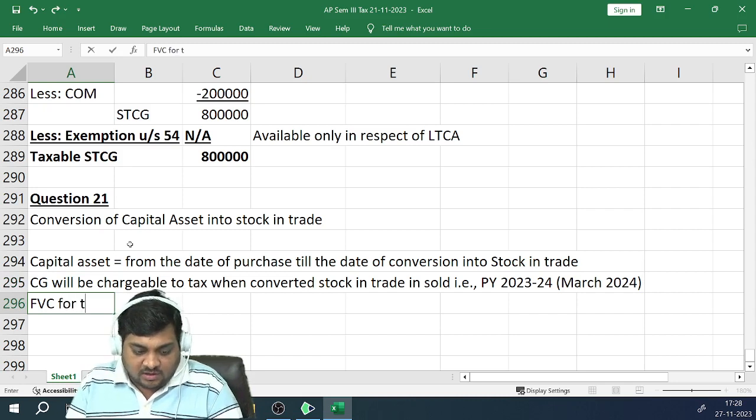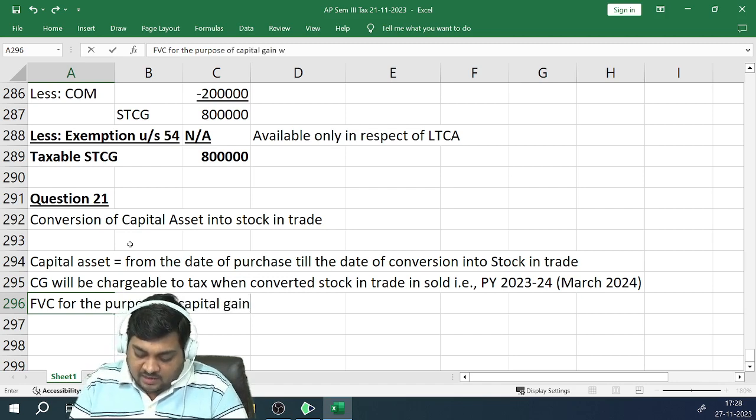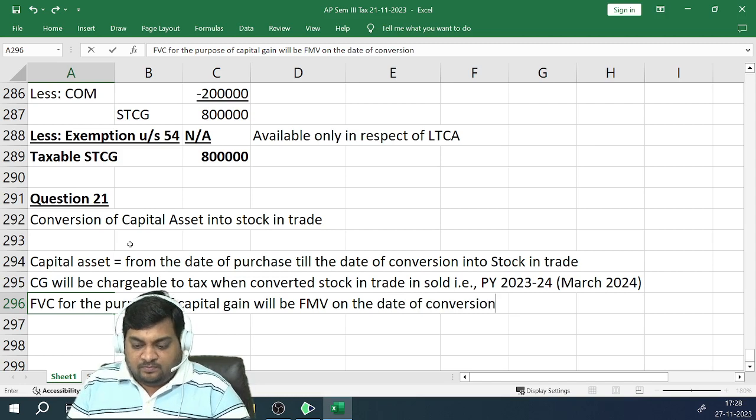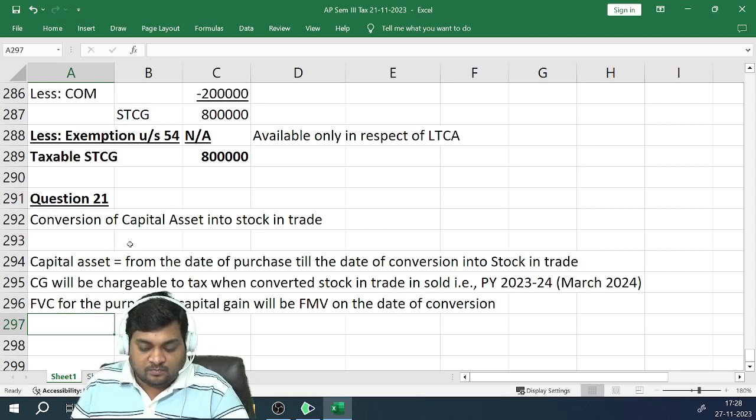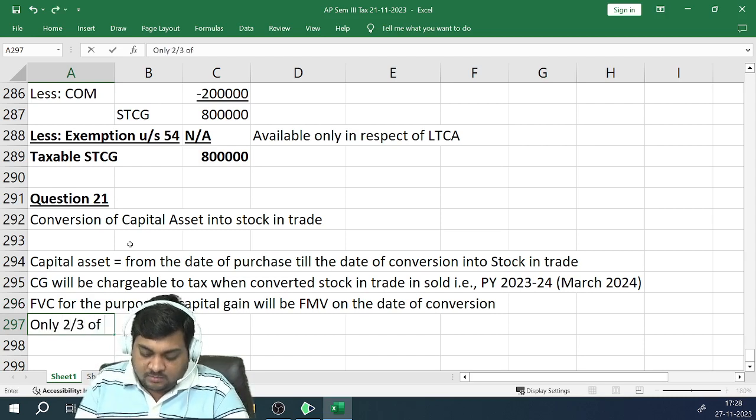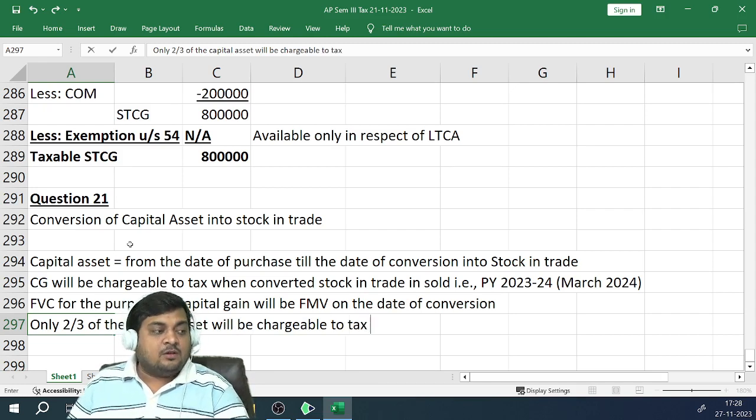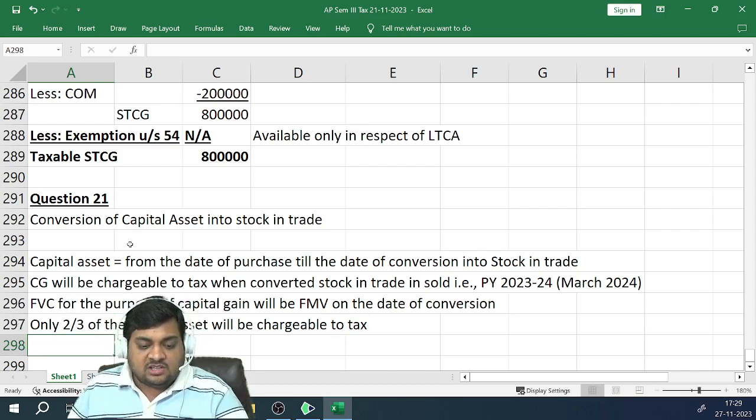Full value of consideration for the purpose of capital gain will be fair market value on the date of conversion. Only 2/3 of the capital asset will be chargeable to tax. Full stock in trade is not sold. Only 2/3 of the building is sold, means out of 15, 10 flats are sold. That comes to 2/3. Right? So these are the points you need to remember.